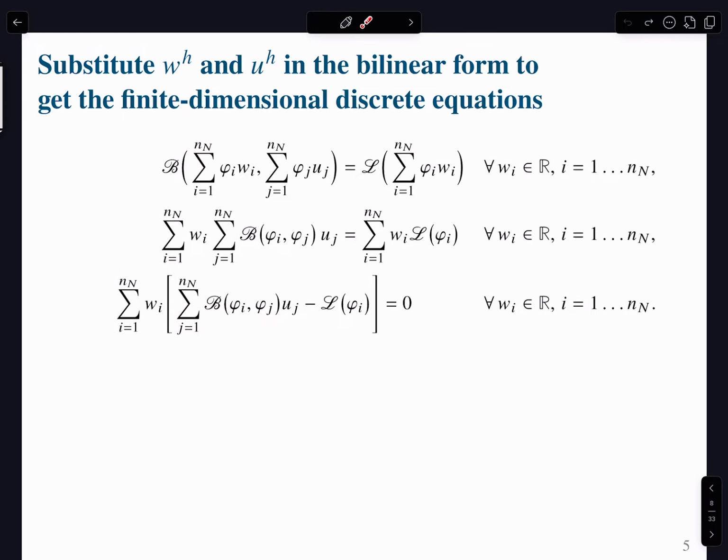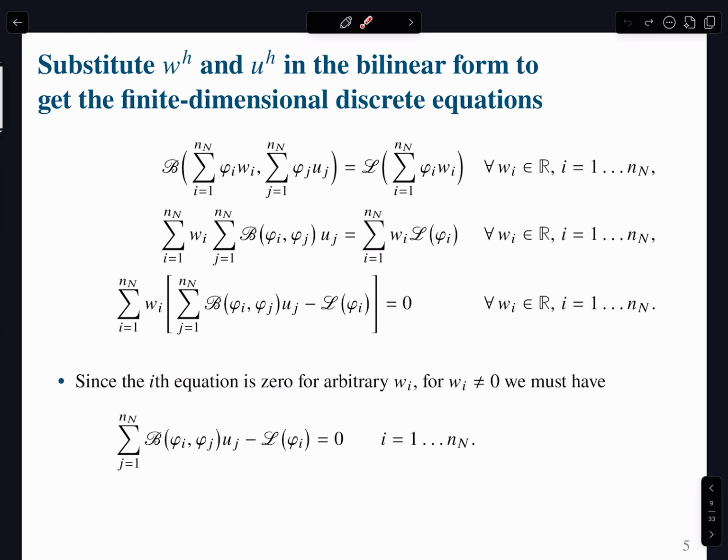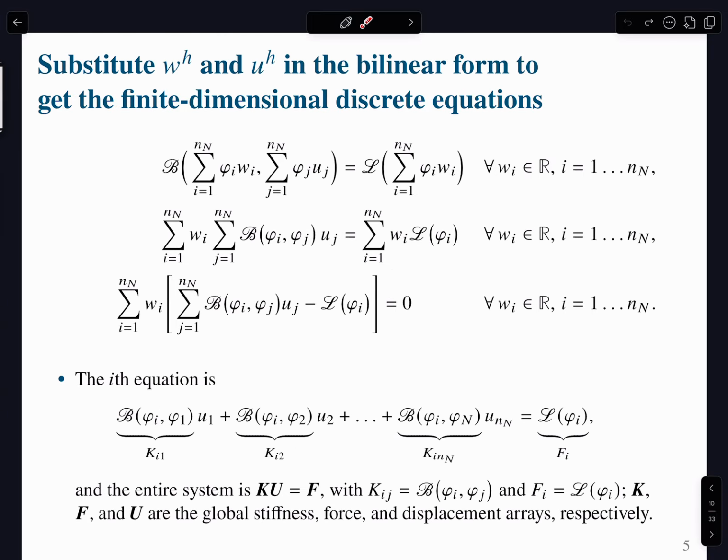Is this a matrix statement or is this still...? Not yet, but very nice observation that, of course, this eventually is going to lead to my matrix statement because, well, if I now take, for instance, this expression here, since the equation is 0 for arbitrary wi, for wi not equal to 0, we must have that this expression inside here is going to be 0. But this is, again, one of the n equations that I'm going to build. And so we can write, for instance, the i-th equation like this.